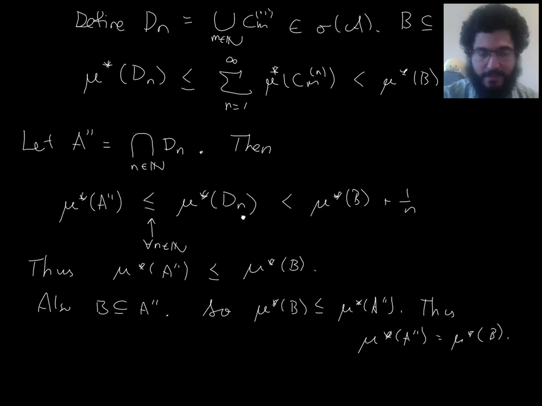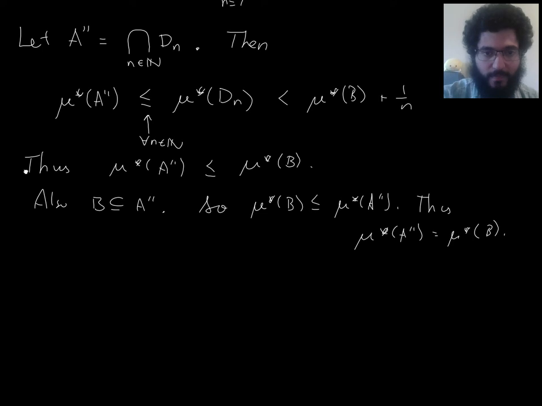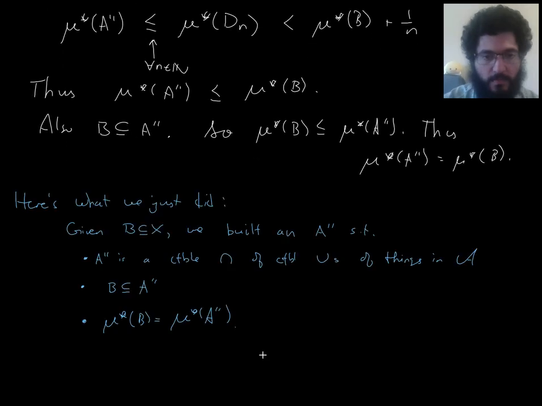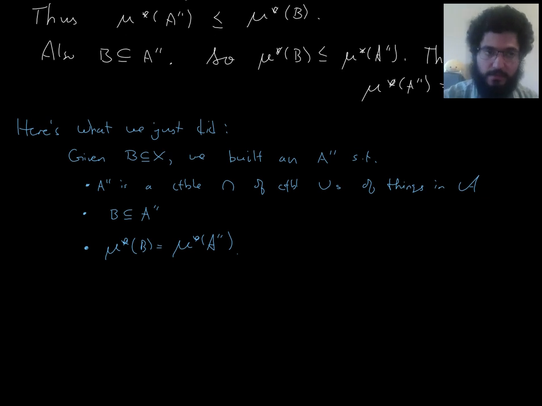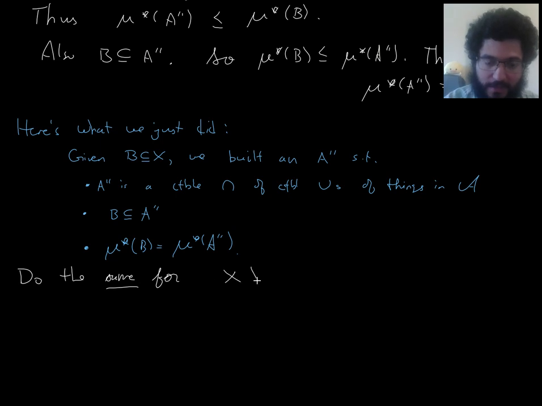All right, now for the other part. Okay, so before moving on to try to get the A prime, let me summarize again what we just did, which I just said verbally, but I want to write it down. Given B subset of X, we know B is mu measurable, but we didn't need that. Just given any B subset of X, we were able to build an A prime prime, which was a countable intersection of countable unions of things in A, and which contained B as a subset, and which had the same outer measure as B. So I'm writing all that clearly because I'm now going to do the same thing for the complement of B.